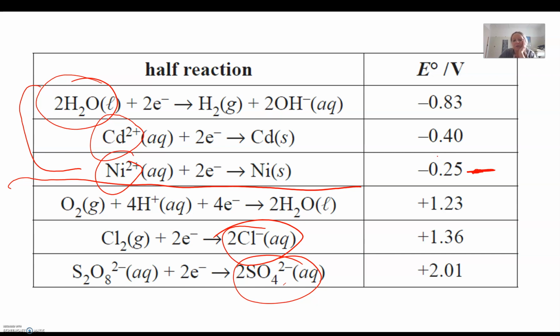So now we've got to see what's going to get oxidized. Okay, so what's going to get oxidized is the species with the lowest reduction potential. And in this case, we've got water, chloride, and sulfate. It's never going to be sulfate, okay? And in this example, it's going to be water that's got the lowest reduction potential. Okay, and therefore water in this example is going to get oxidized.